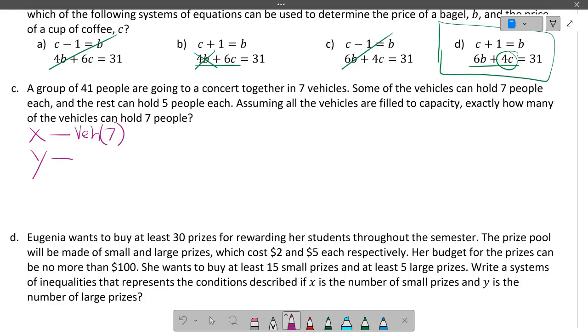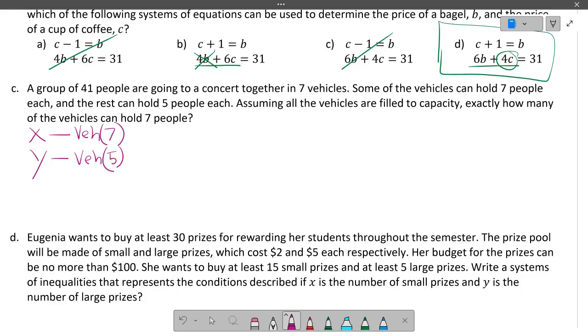And then what is Y going to represent? The vehicles that can hold 5 people. Okay, because those are the two things that we're comparing. Vehicles that hold 5 people and vehicles that hold 7. Okay, you can label them X and Y, large and small, van and sedan, as long as you understand which one relates to what. Okay, so now we can go into our relationships.